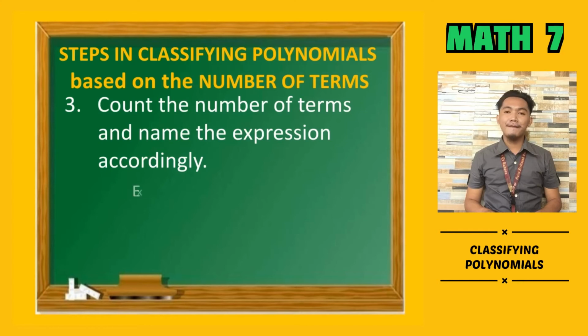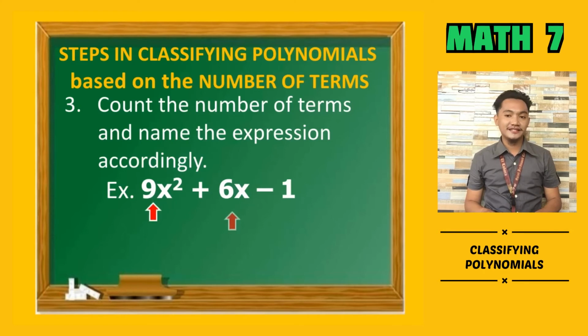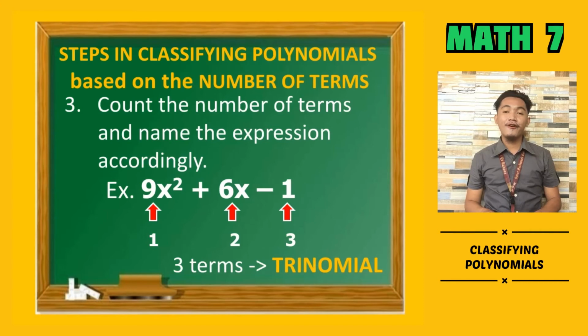Going back into our example, 9x squared plus 6x minus 1. We said in the previous steps that the plus and minus signs separate each term, since we already identified it in the first step. We are now ready to count the number of terms. We have 9x squared, 6x, and negative 1. Let's count. 1, 2, 3. There are 3 terms. Therefore, it is called a trinomial.